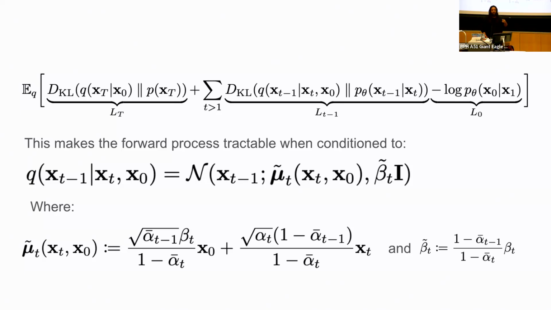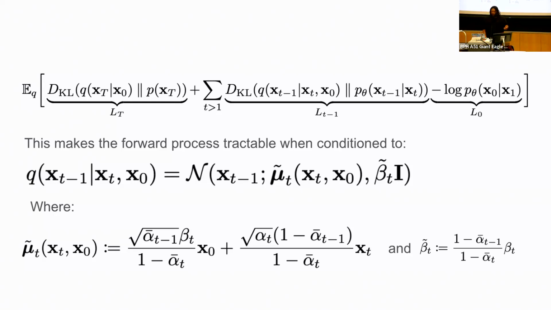So this is kind of reiterating what we did before. If we just had x_{t-1} given x_t only, we can't do anything with that, because it requires us to marginalize over every possible space that we don't have access to. But if we condition on x naught, then this makes our problem actually tractable, which is why we can do this in the first place.